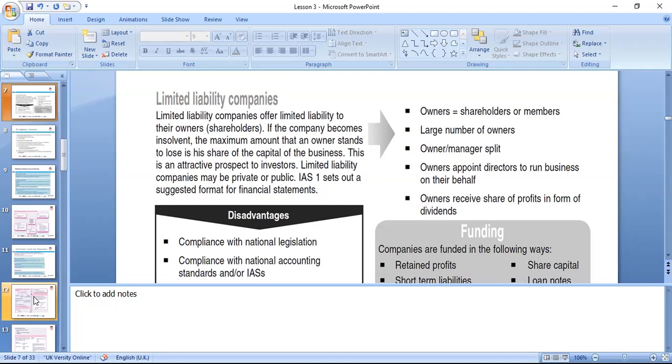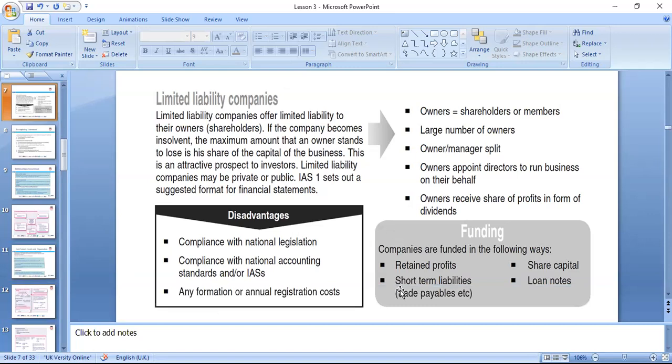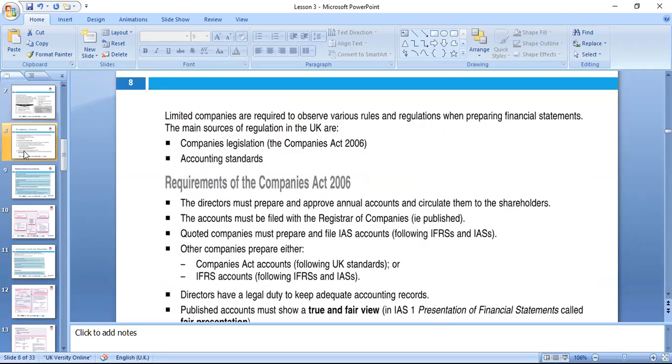Okay, like always, whether you do companies or others, it has advantages and disadvantages. Nothing is perfect. So compliance with the national legislation, the company needs to follow the Companies Act 2006. If you don't follow compliance with the national or international accounting standard, yes, funds can be from the retained profit, previous year profit. We can borrow money through short-term loans, overdraft, and we can use share capital, and we can issue loan notes to raise the fund. Okay, these are a bit of a snapshot about the Companies Act, which is 2006. We follow international accounting standard, international financial reporting standards.